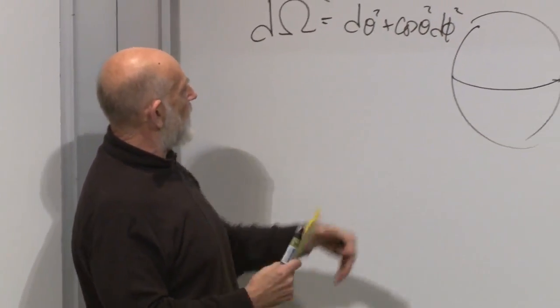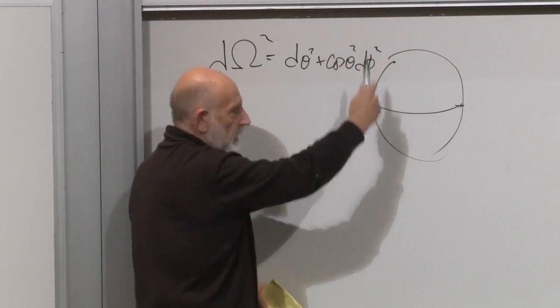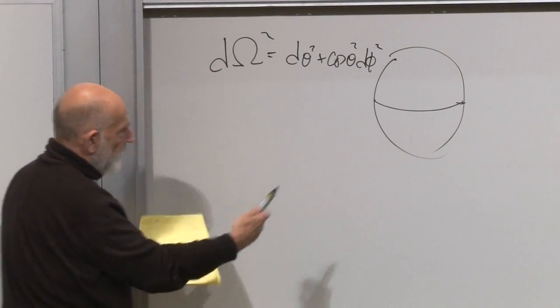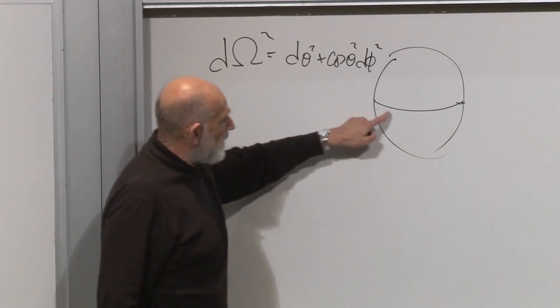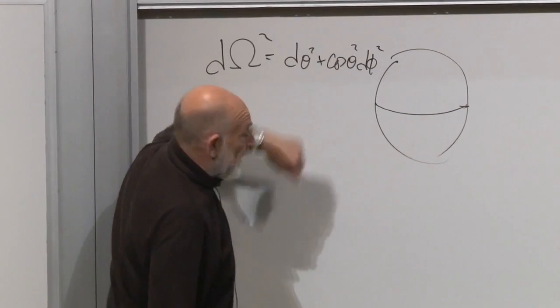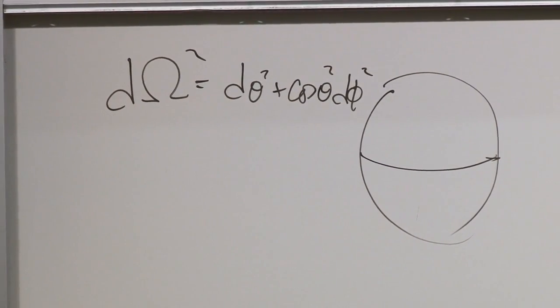We only need one angle. We don't need 2 angles, and we can just call it d phi squared. Incidentally, cosine theta at the equator is just 1, and so at the equator, this would just be d phi squared. Okay, so that's this metric here.